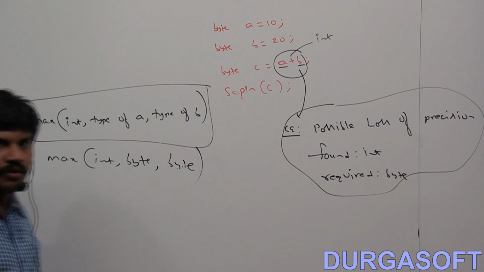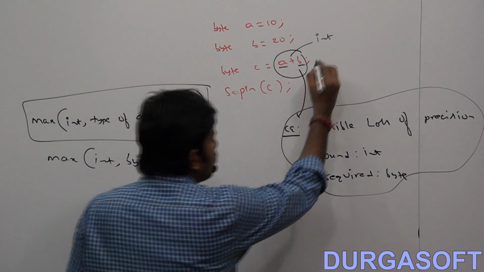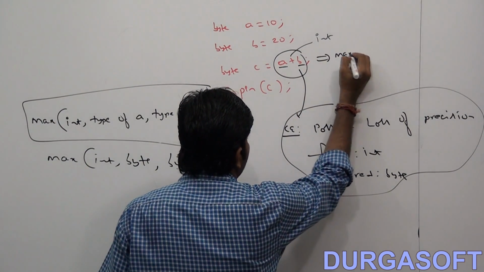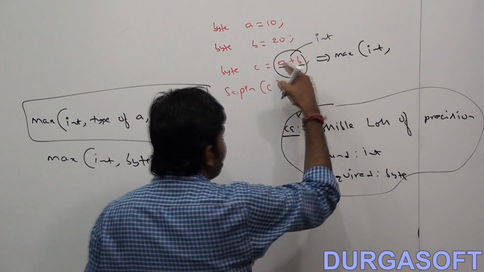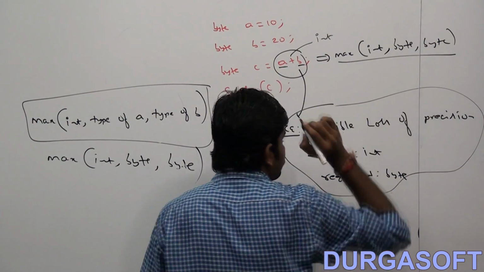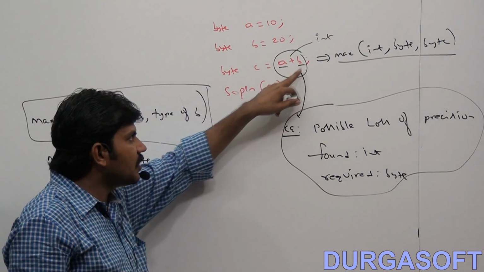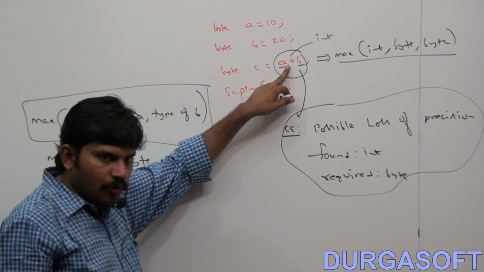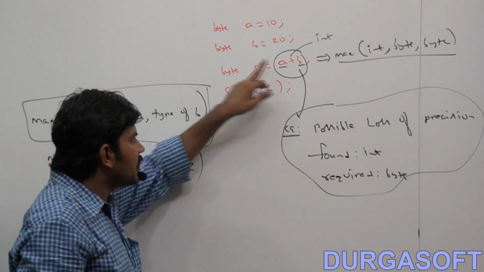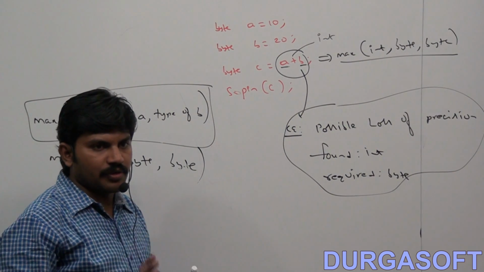What is the reason? You know. Max of int, type of A, type of B. Type of A is what type? Byte. Type of B is byte. Now, sir, the result is int. Int is 4 bytes, and we are trying to assign it to a 1 byte variable. That's why we get a compile time error.